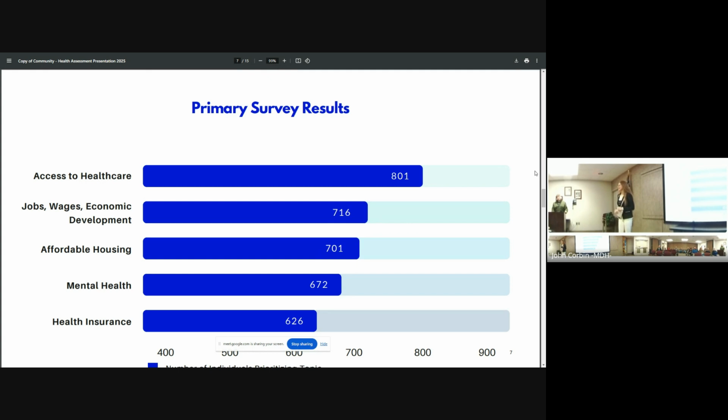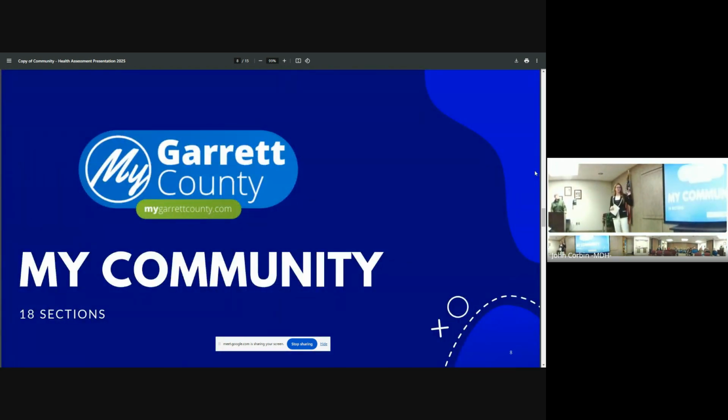Again, if you go into the actual assessment online and go to the SHARP page, you can see the prioritization changes over time and the percentage of changes. So there's a lot of information to look through and analyze. I just want to remind everyone that that is there. Next slide. So go to mygarrettcounty.com, click on My Community, and then open the tab, and that is where you find all 18 sections of the assessment.